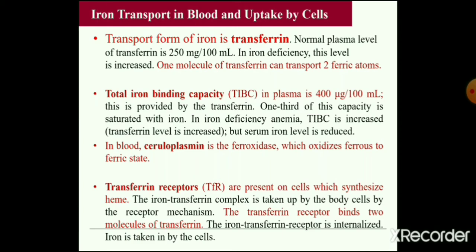In blood, ceruloplasmin is the peroxidase which oxidizes iron, that we have already explained. And there are transferrin receptors, that also we have explained, which take the iron transferrin complex into the cell. The whole complex together with the transferrin receptors is taken into the cell, where it is internalized, and iron enters the cell for use. So iron transferrin receptors are mainly seen on the cell membrane where hemoglobin synthesis occurs.